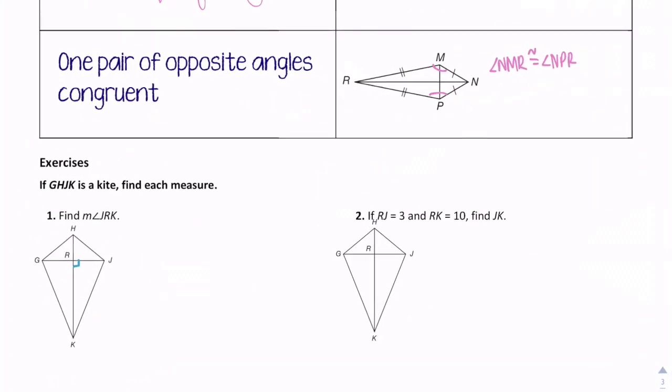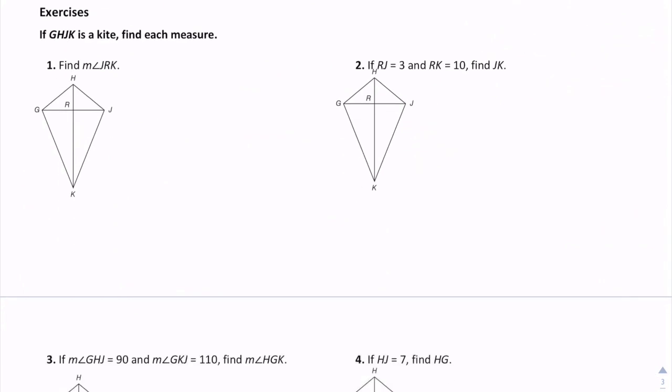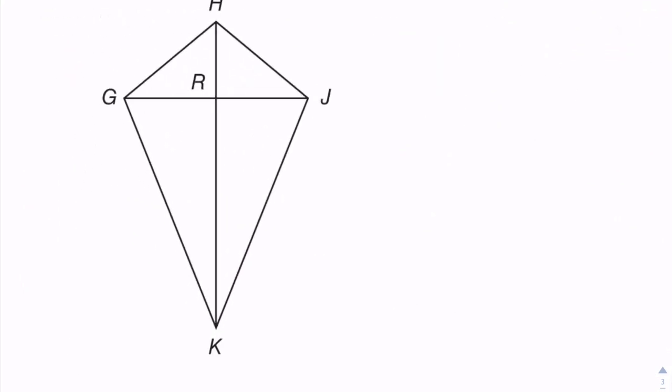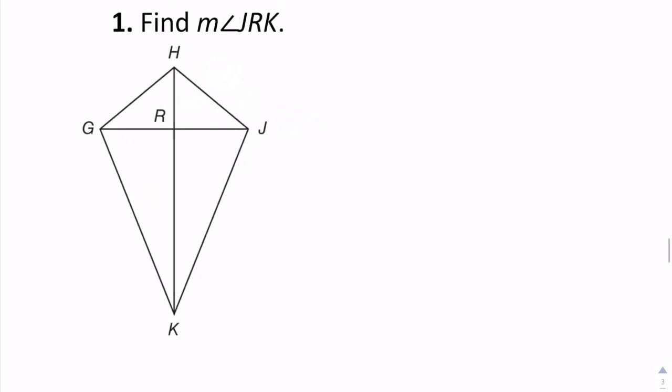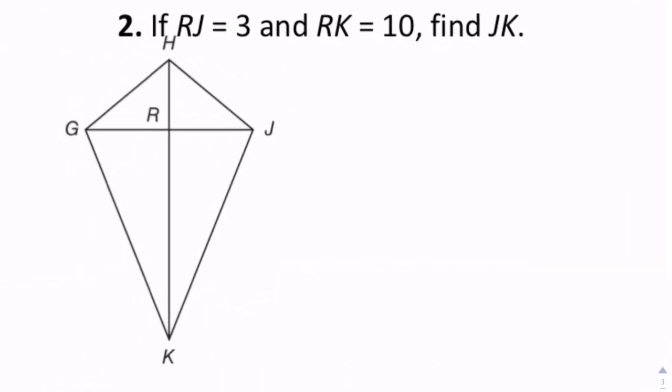All right. I'm going to do a couple of these with you. So it says find measure of JRK. So measure of JRK is right here, this angle. Well, I know the diagonals are perpendicular, meaning they make right angles. So this must be 90 degrees. RJ is 3 and RK is 10.